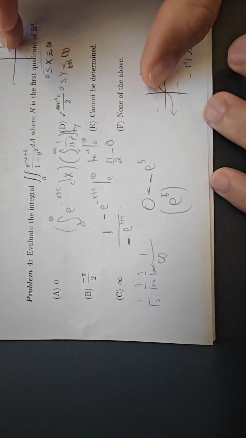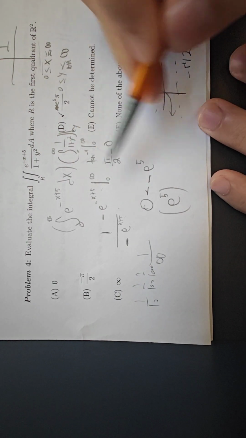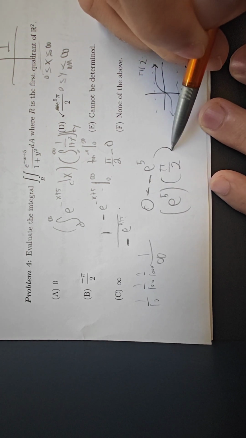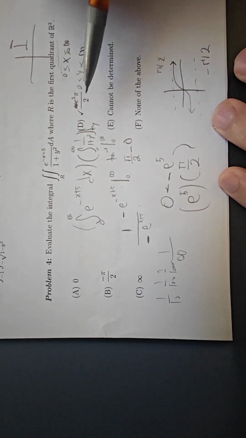So plugging everything in, we have to multiply these two. So we take e to the 5 multiplied by pi over 2. And, well, looking at our answer choice, we get D here.